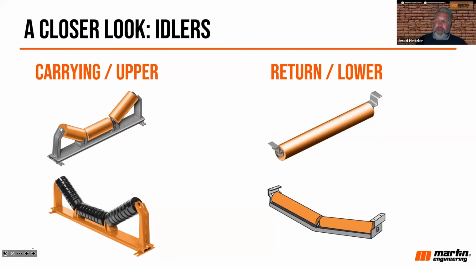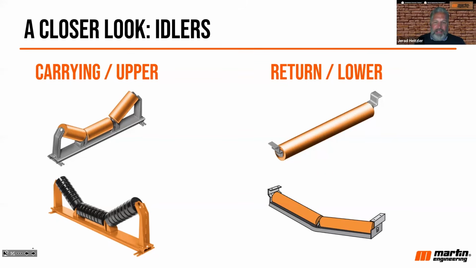On the right-hand side of your screen, you're seeing some return idlers. In most cases, those return idlers are going to be flat like you see on the top, but in some cases, you'll have a V return like you see in the bottom, and the intent of a V return is it helps increase the belt's trackability.